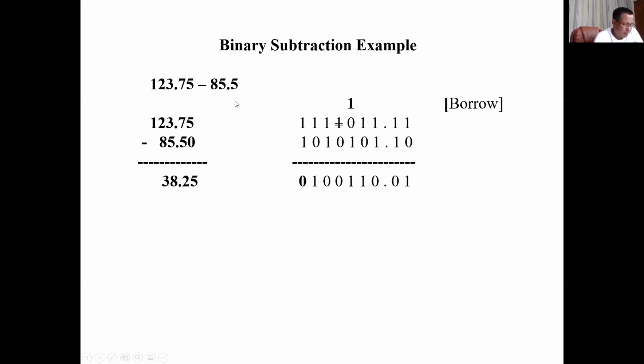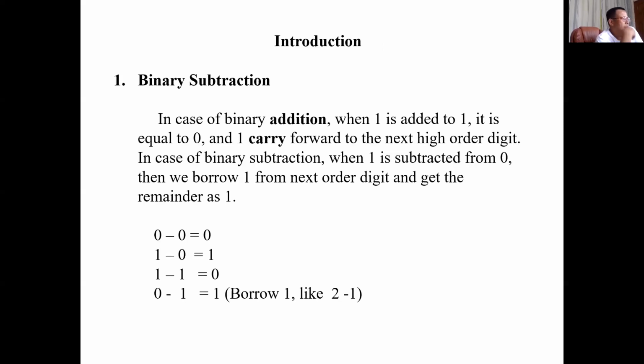So in case of binary addition, when you add 1 to 1, 1 plus 1 is 0, carry 1. You carry forward to the next order bit. In binary subtraction, 1 minus 0 is easy, no? 1 minus 0 is 1. But when you say 0 minus 1, that's a problem because we cannot subtract 1 from 0 because it's greater than 0. So what we do is we borrow from the next order bit, the next bit to the left, and get the remainder as 1. So for example, we say 0 minus 0 is 0, 1 minus 0 is 1, 1 minus 1 is 0.